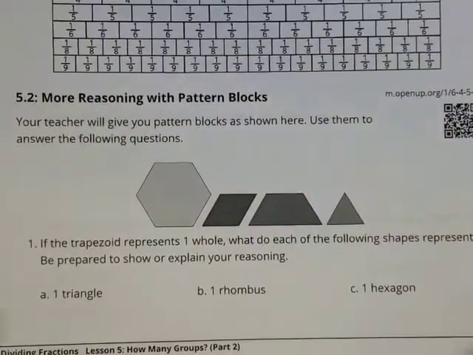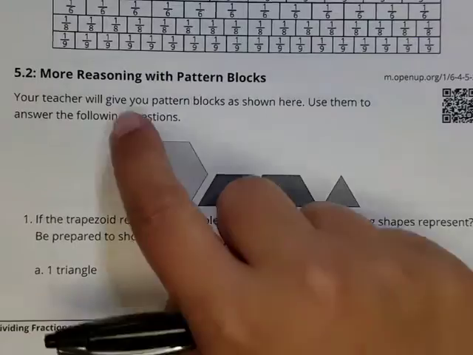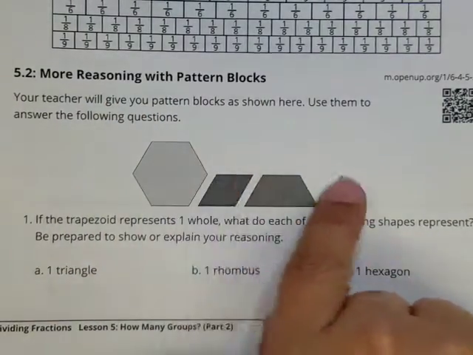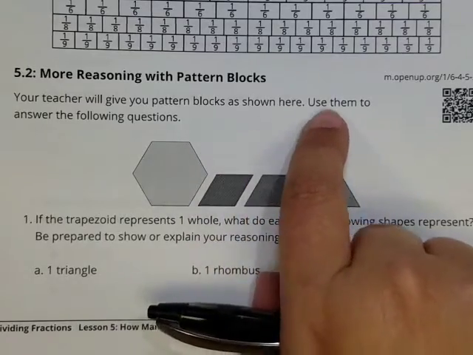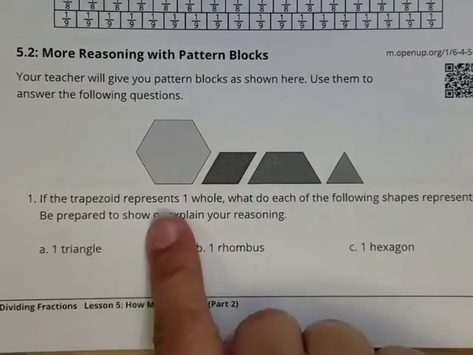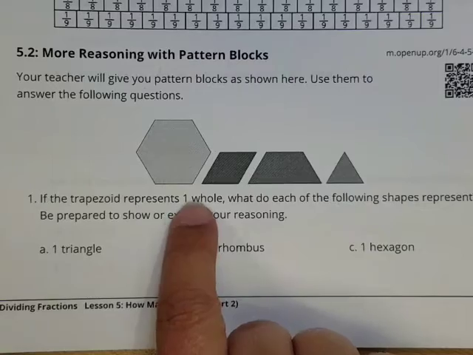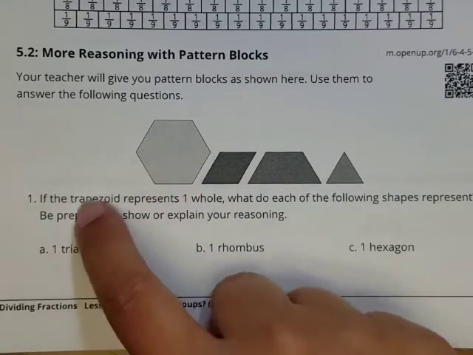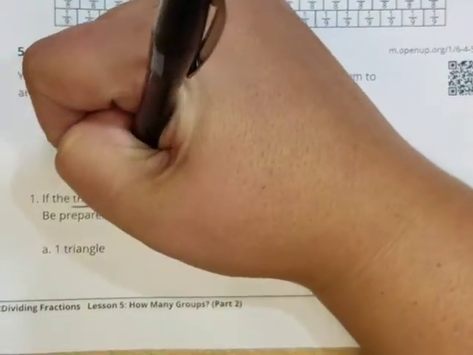All right, moving on. 5.2, more reasoning with pattern blocks. Your teacher will give you pattern blocks. I'm not going to give them to you, but you can always draw the pictures as shown here. Use them to answer the following questions. So if the trapezoid represents 1 whole, okay, so remember last time the hexagon was 1 whole, this time they're saying the trapezoid is 1 whole.